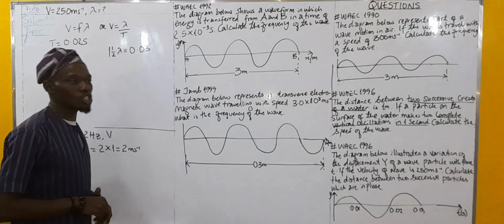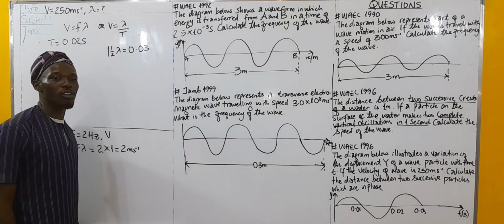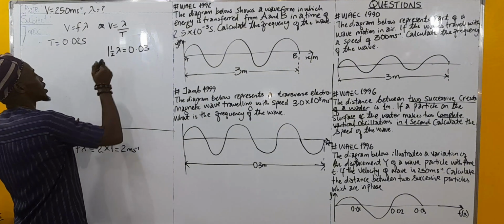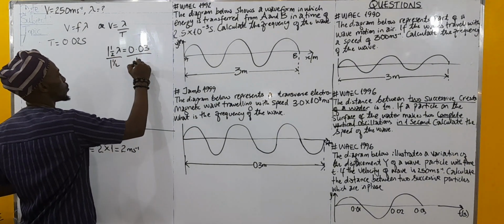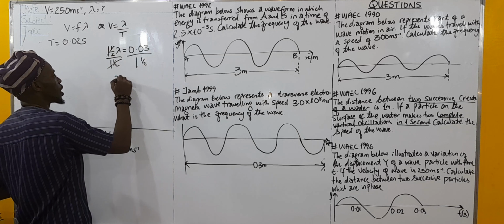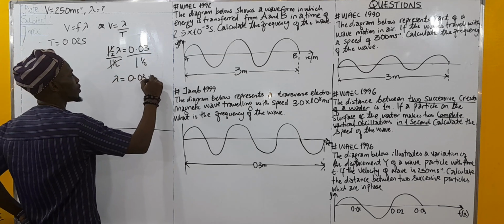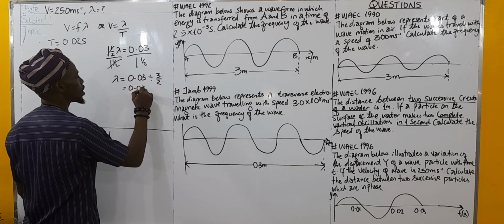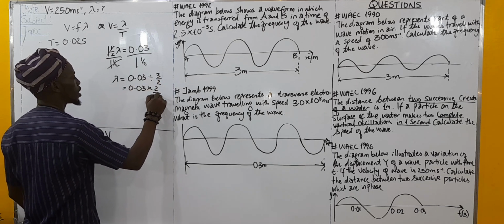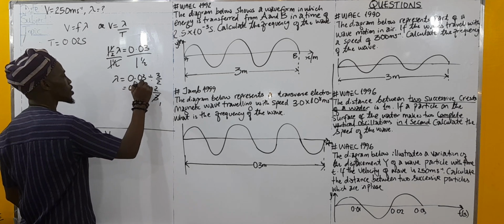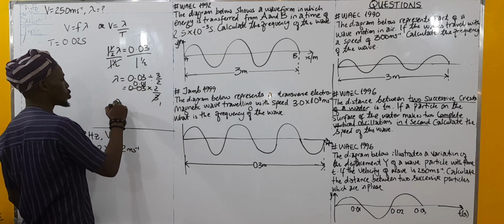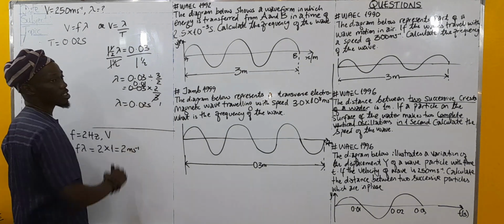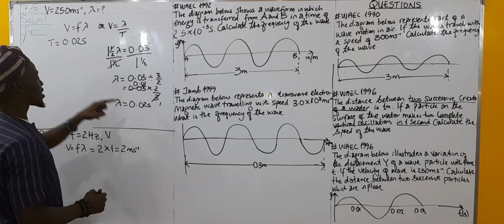But period is not the time taken to cover 1.5 wavelengths. It's the time taken to cover 1. So we're going to take this 1.5 by dividing both sides by 1.5, and this we can do: period equals 0.03 divided by 3 over 2, which is 0.03 times 2 over 3. So 3 into 0.03 is 0.01. 0.01 times 2 equals 0.02 seconds.